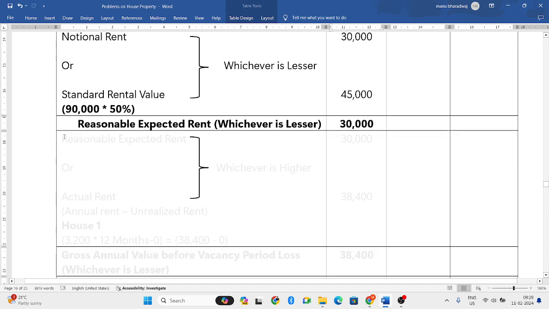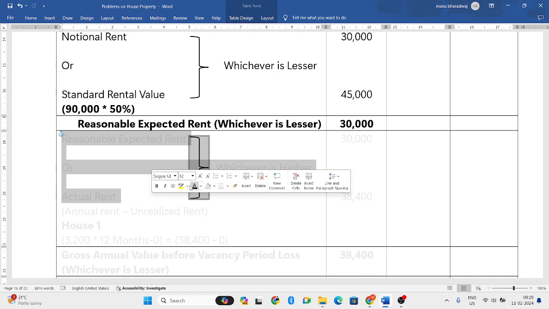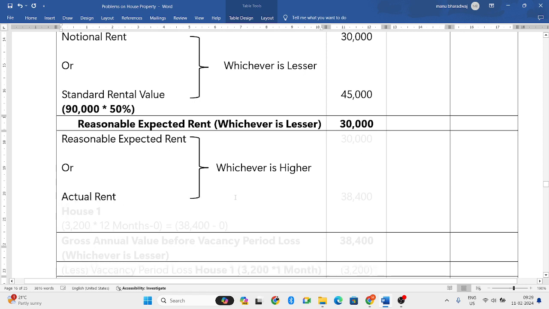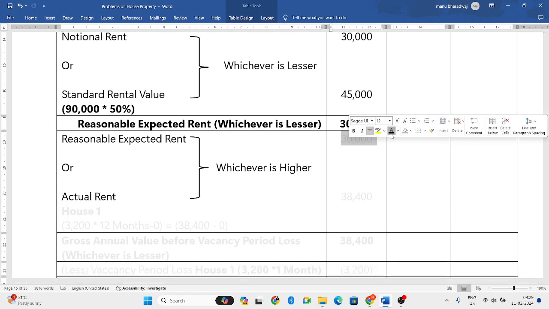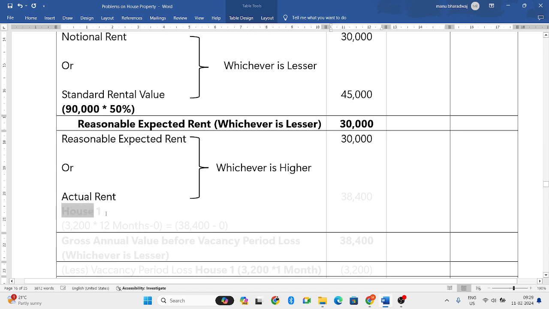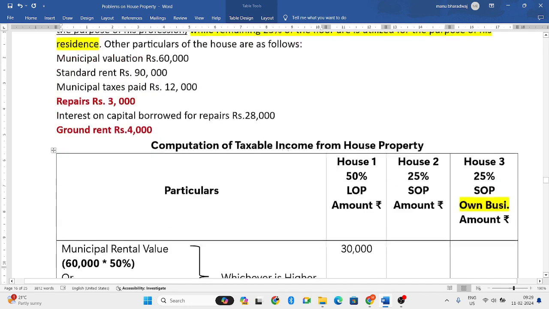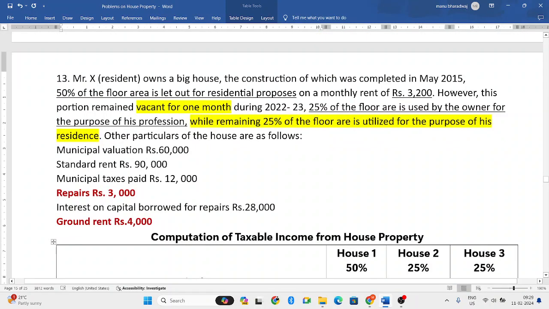From this, we have to compare the reasonable expected rent with the actual rent. So reasonable expected rent we have found out is 30,000. Now we have to find out the actual rent. It is for only house 1 because house 2 and house 3 are SOP. They have told that the monthly rent is 3,200.